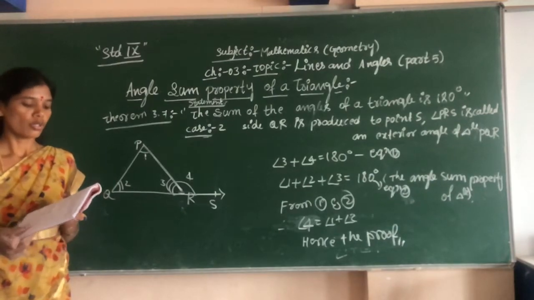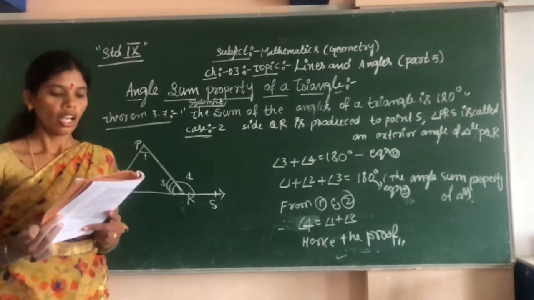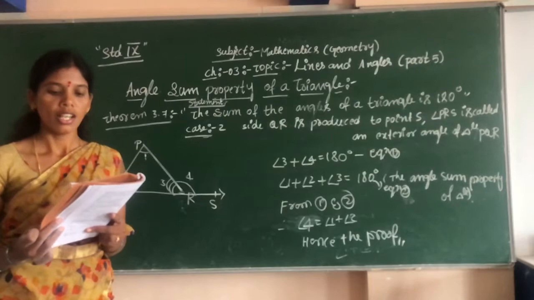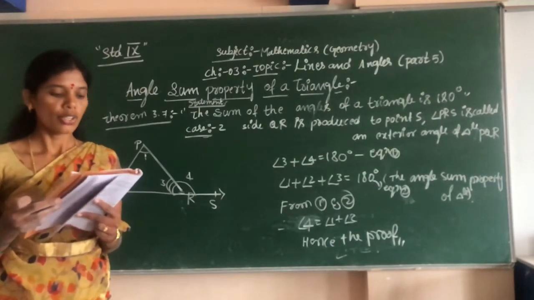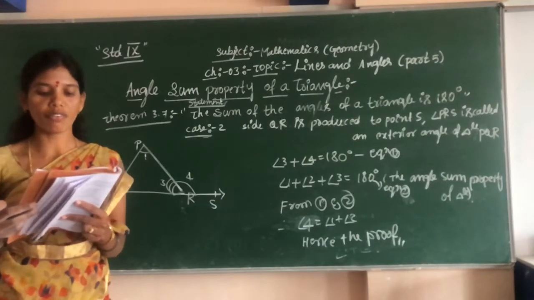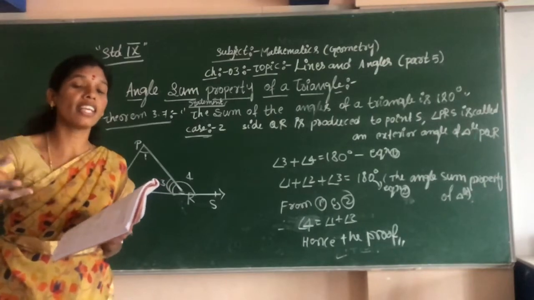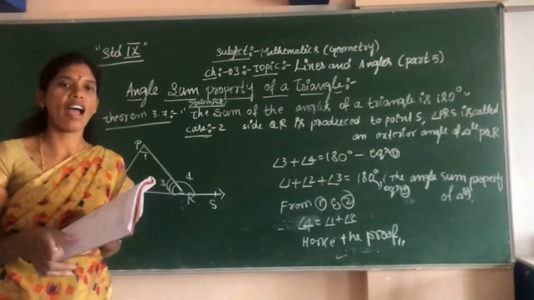Have you understood? In Theorem 3.8, if a side of a triangle is produced, then the exterior angle formed is equal to the sum of the two interior opposite angles. Exterior means outside the angles. So the exterior angle is equal to the sum of the interior angles, and interior means inside the angles.